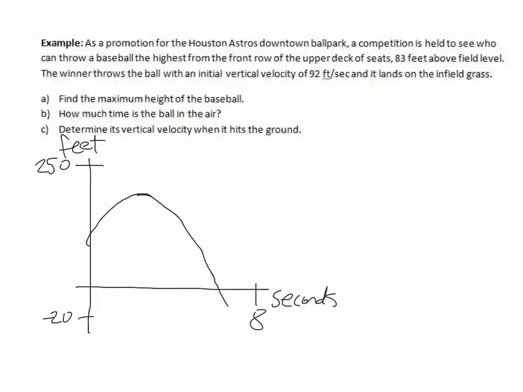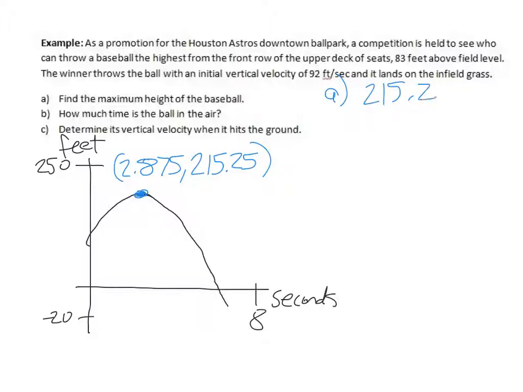So for part A, they're asking what's the maximum height of the baseball. And so for that, I'm looking at this maximum point right here. The y value there, which is measured in feet, tells me the height that it was at. The coordinates for that were about 2.875 and 215.25. That may be an exact value there. So for part A, maximum height, that would be 215.25 feet.